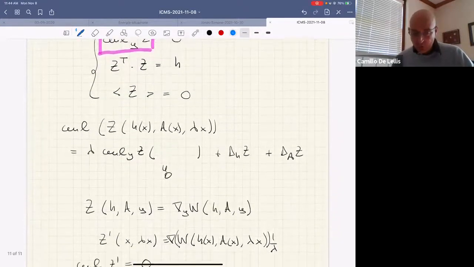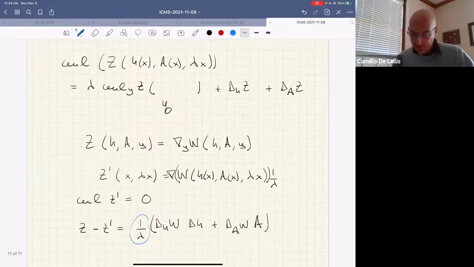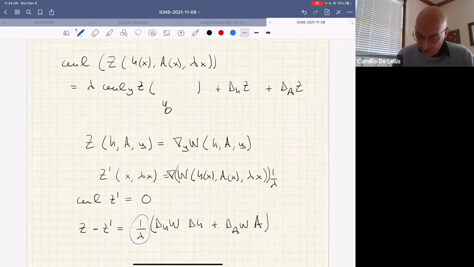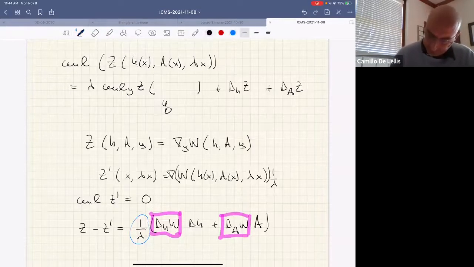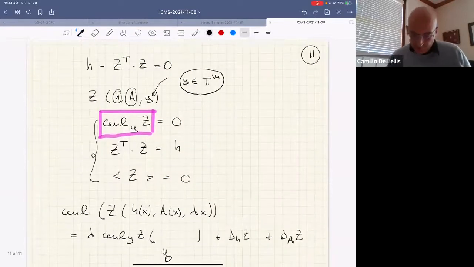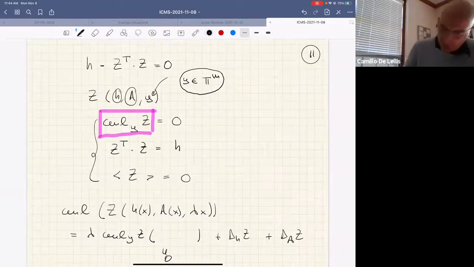And of course, here you also see why I insist on having my family depend smoothly on H and A, because when I am differentiating this big master function W via H and through A, I don't want to get something which is too big over here. So these ones, I want them to be under control. Okay, so this is a kind of abstraction which I want to apply now to the Euler equation.